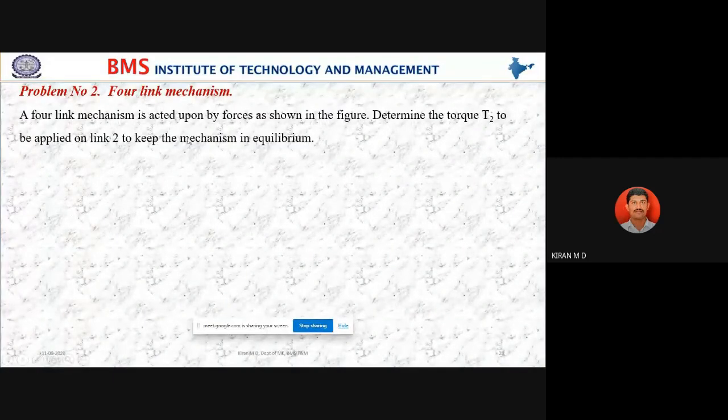A 4-bar mechanism is acted upon by the forces shown in the figure. Determine the torque T2 to be applied on link 2 to keep the mechanism in equilibrium.